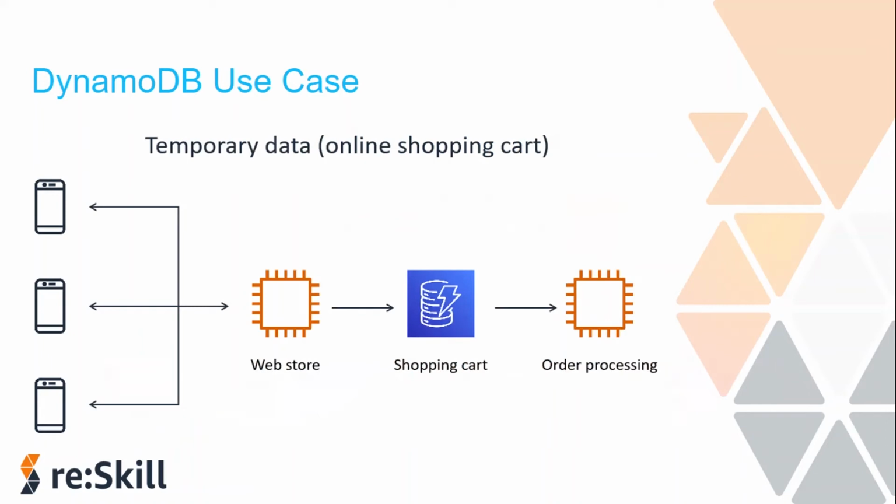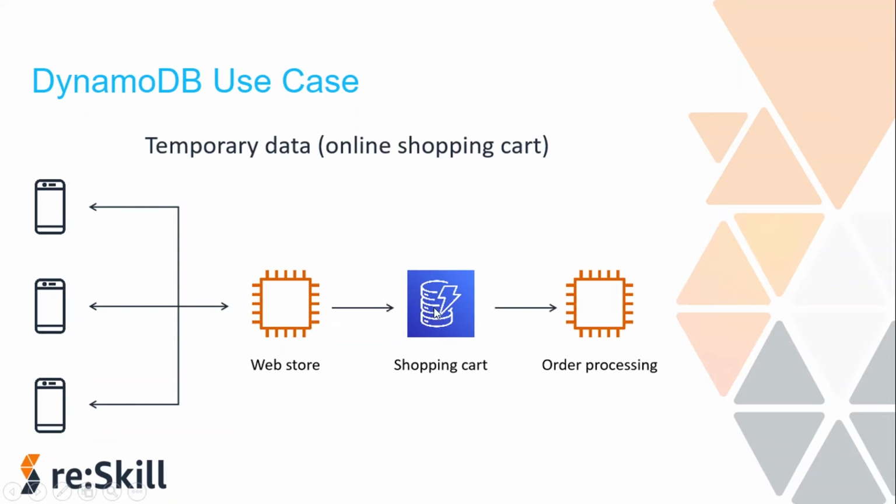Another use case can be to store the temporary data, the online shopping cart data in DynamoDB. Have a look here, users are accessing the online application, where on the EC2 instances there's a web store hosted where the front end is there, the products are listed, users are browsing that and they are adding something into the cart. So where is that getting stored?